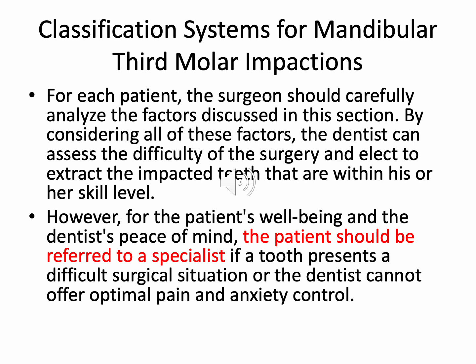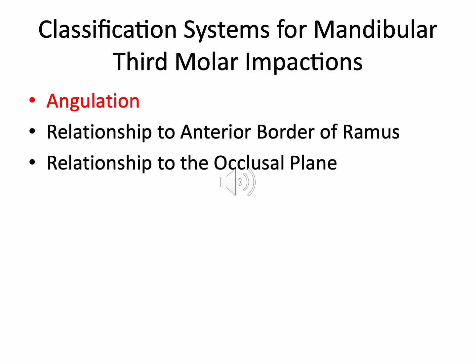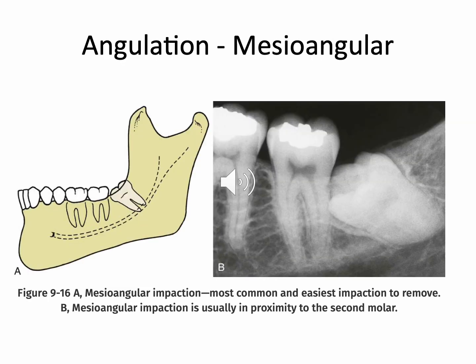So a lot of it is very intuitive, but it's good to go through certainly at your stage and quantify the difficulty with respect to height of impaction, angulation, and relationship to the ramus, just so you fully appreciate what it is you're seeing, and understanding why it is that you're potentially making a referral to a specialist to manage it. So starting with mandibular third molars, we're going to be looking at angulation, relationship to the anterior border of the ramus, and relationship to the occlusal plane.